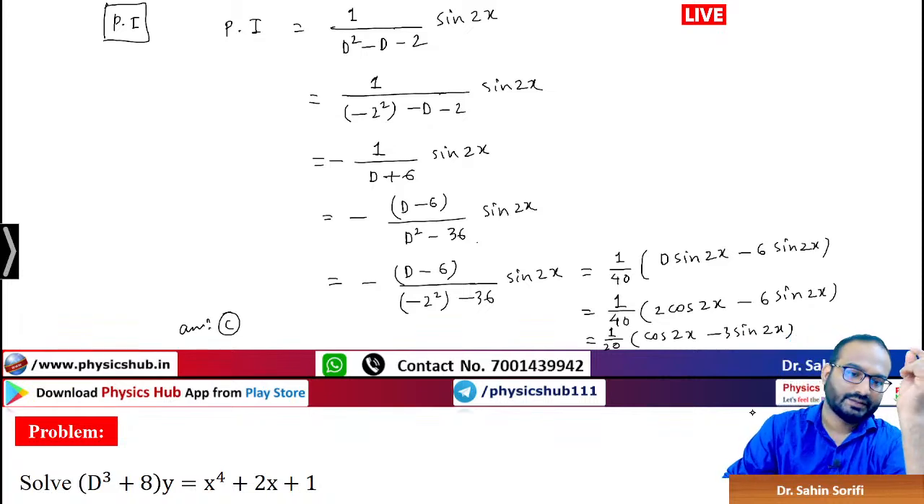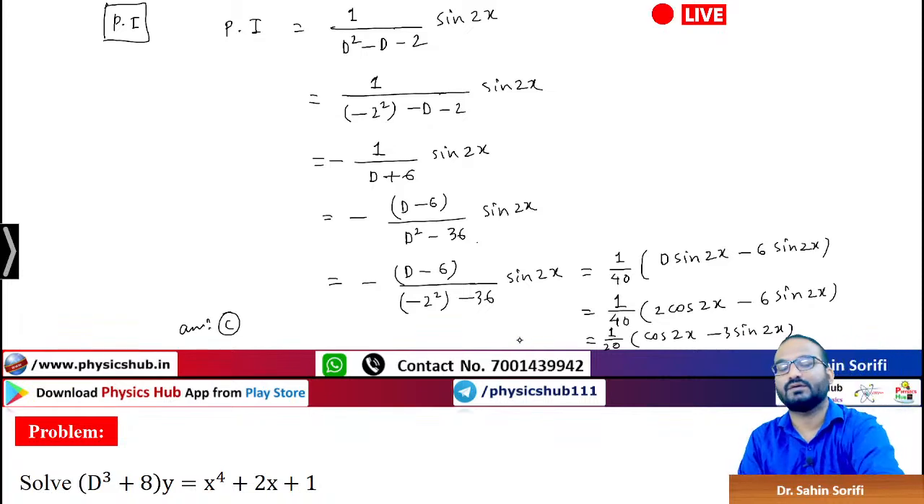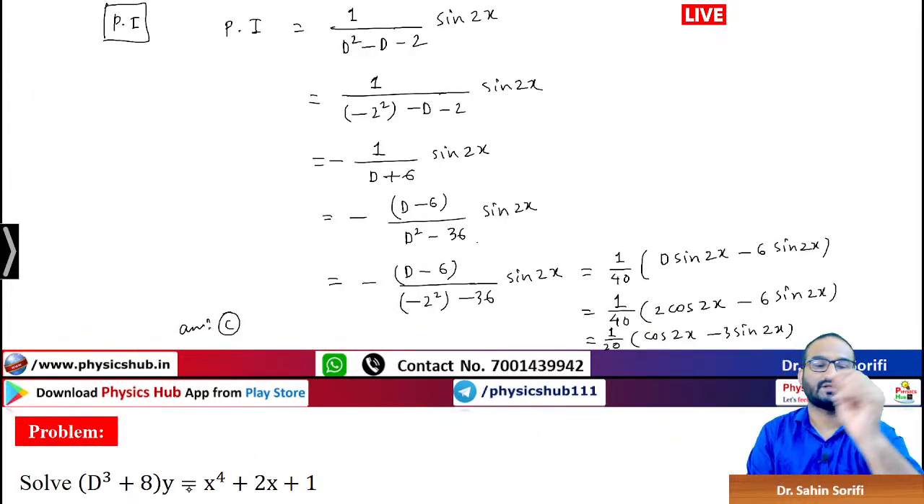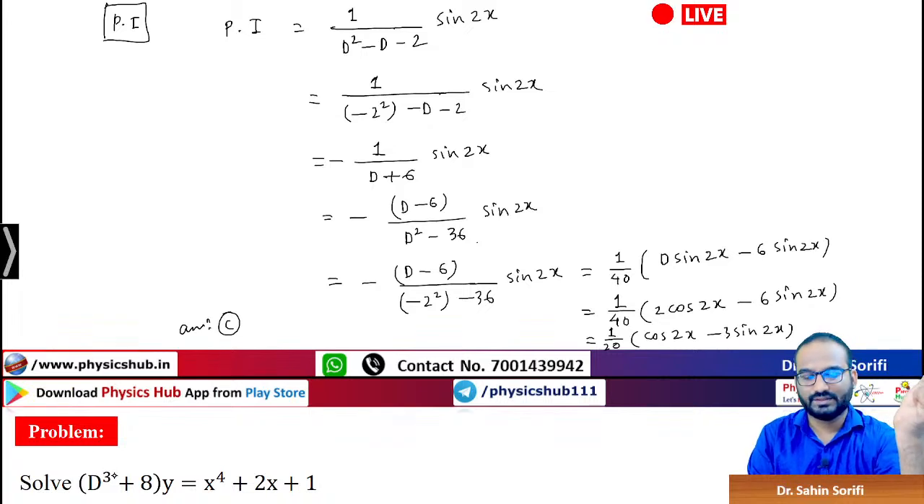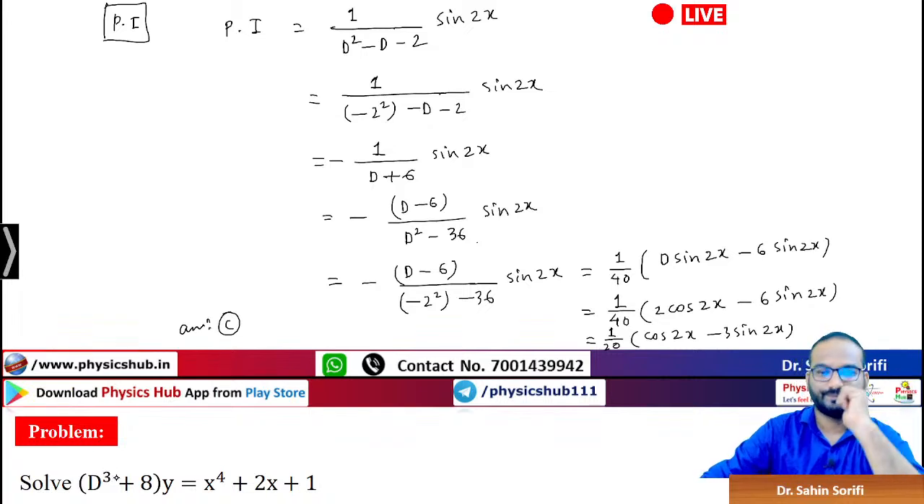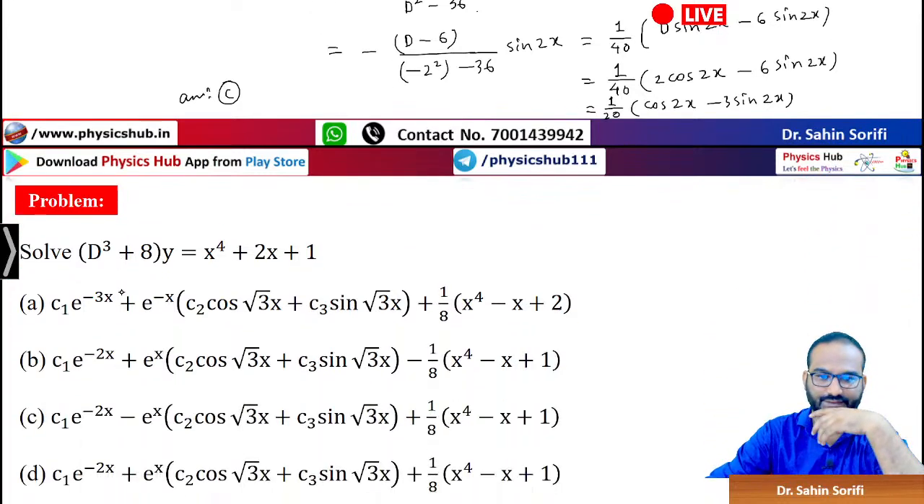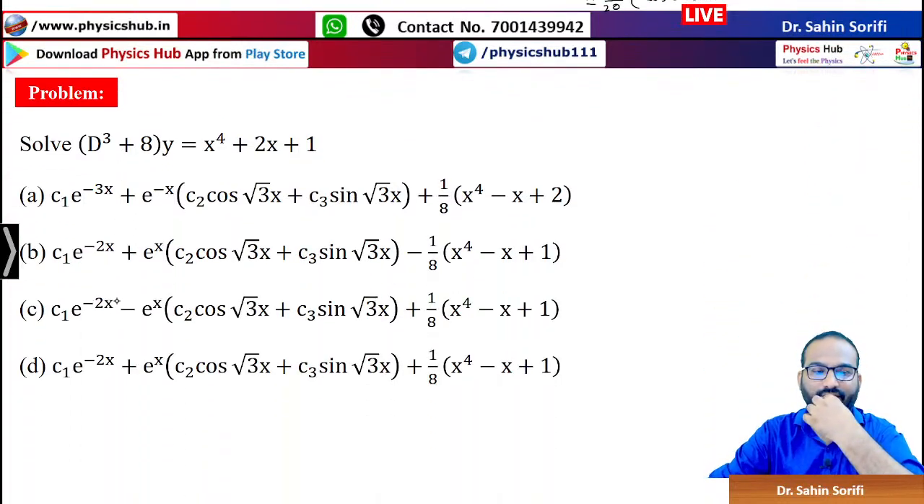As you can see, sometimes it may not give you in the form d square y by dx square. Sometimes they directly give you in the form D cube plus 8 into y, because this D is the universally accepted differential operator in mathematical physics. Chalo, do this problem.